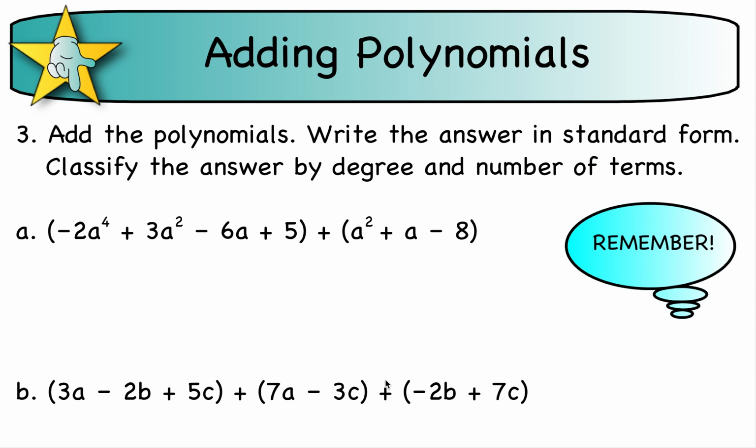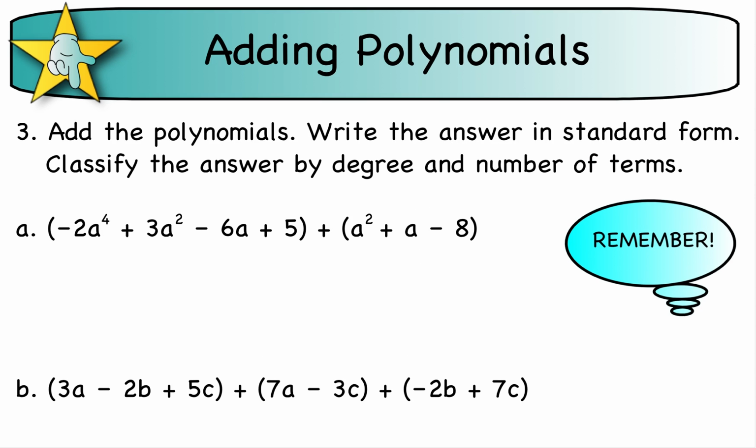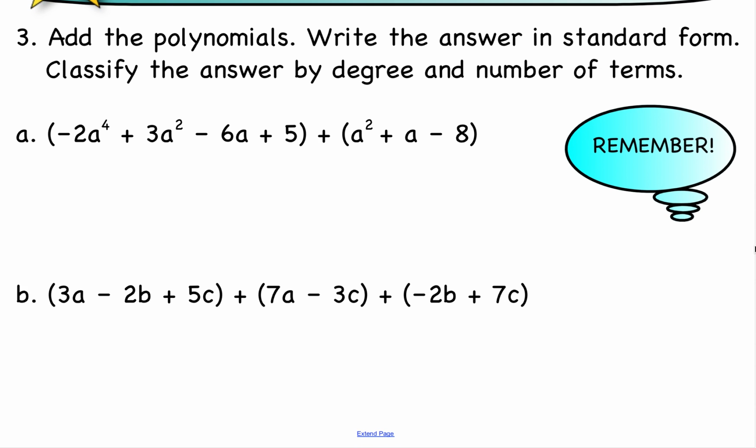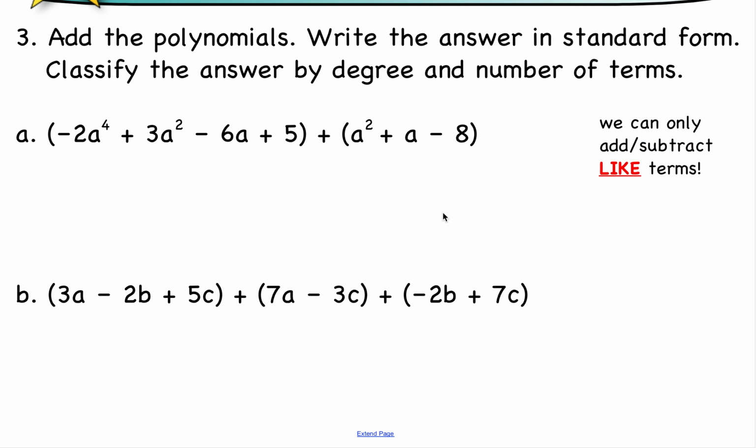So how do we add polynomials together? Well, it says add the polynomials. We want to write the answer in standard form and then classify the answer by degree and the number of terms. We want to always remember we can only add and subtract terms that are alike. So let's go ahead and jump in here.